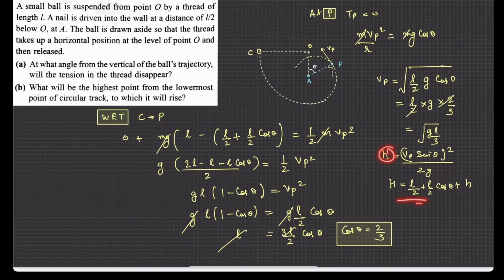Okay, now the total height it will rise from here will be this h plus L by 2 cos theta plus L by 2. So the total height that it will go will be L by 2 plus L by 2 cos theta plus h.